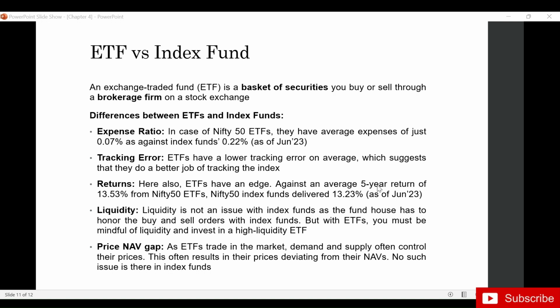Now, we will talk about the key differences between ETFs and index funds. The first parameter on which we will compare the two is expense ratio.